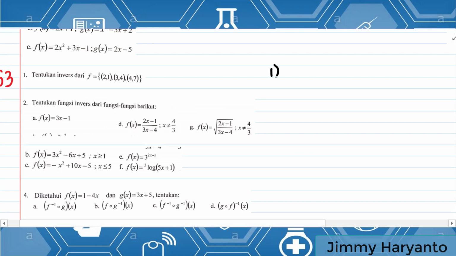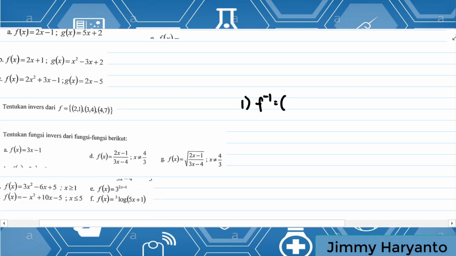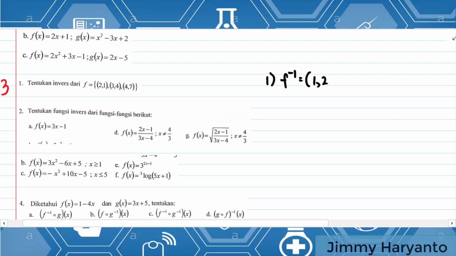So the first number will be, determine the inverse of f equals to (2,1), (3,4) and (4,7). We know that inverse is the opposite direction, so I can say f inverse equals to, you only have to change the direction of the domain and the range. The first is (2,1), you change it into (1,2), then (4,3) and then (7,4), because inverse is opposite direction.